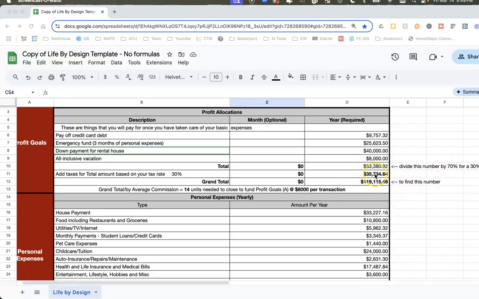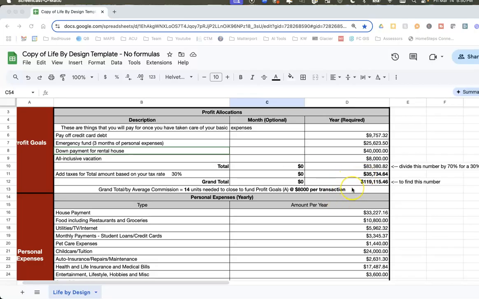Well, what's this number in the middle? This is 30% of this bottom number, and this does not auto-calculate. So to get this number, if you want it, which I would calculate it, I'm going to take this number and I'm going to multiply it by 30% or 0.3, and I'm going to come up with this number.